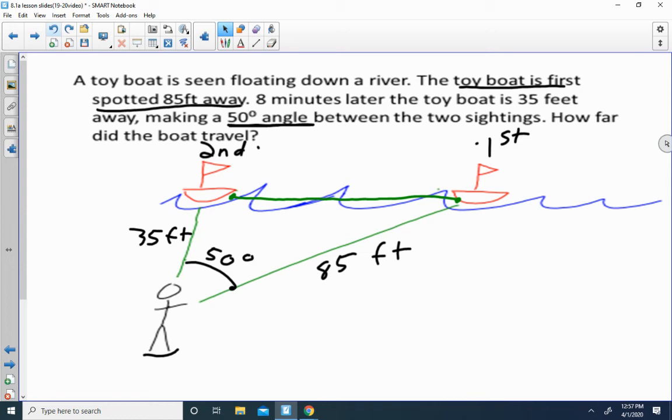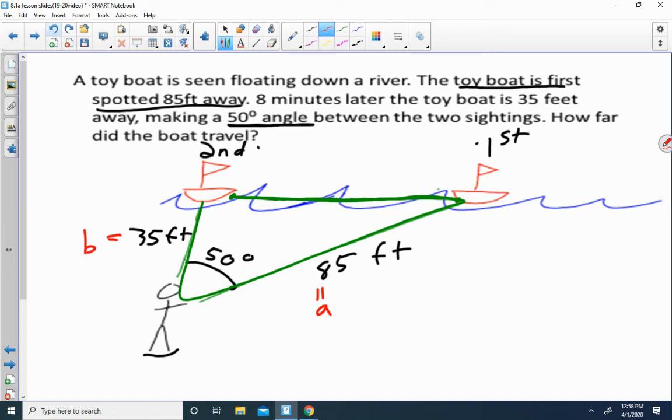But anyway, that's all the information we have. And while we're at it, just for simplicity's sake, I'm going to label stuff. Because if you look at all the green parts, it looks like we have a triangle. So I'm going to label this side little a, this side little b, and this side little c. And we do not know what little c is.